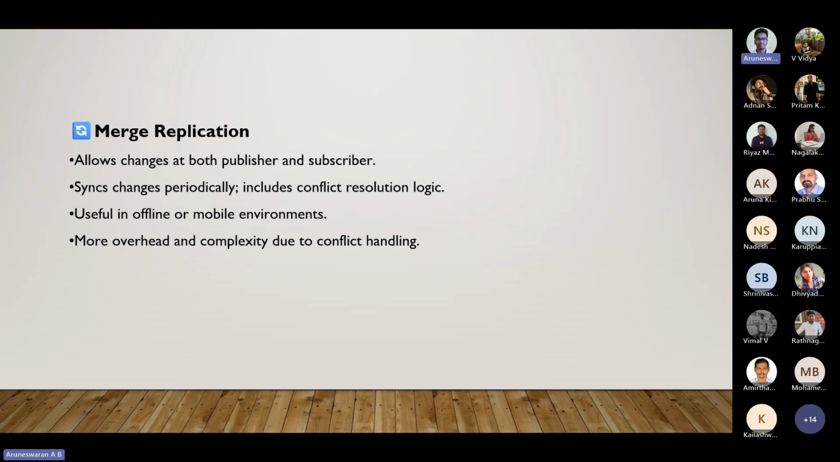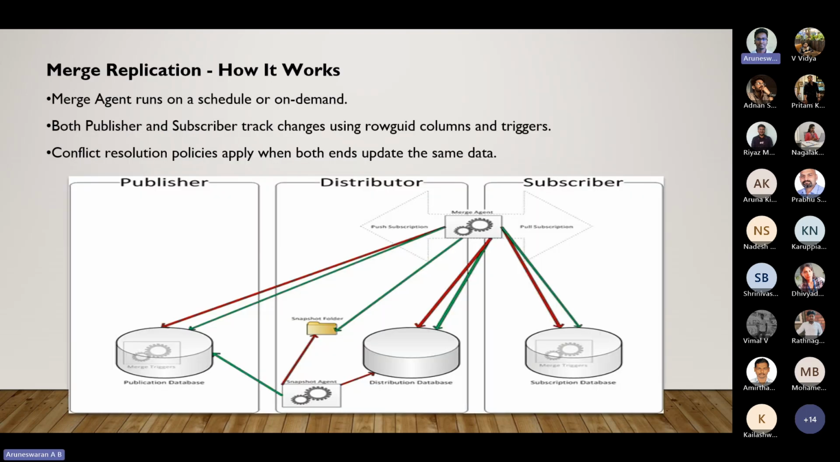But the fourth one is more overhead and complex due to the conflict ID. Previously I told you we have that conflict resolution logic, which decides which data I need to prioritize to save in my table. So maybe you have some complexity here for this conflict handling. Next we go for how the merge replication will work and what are the features or agents we are following. The merge agent runs on schedule or on demand.